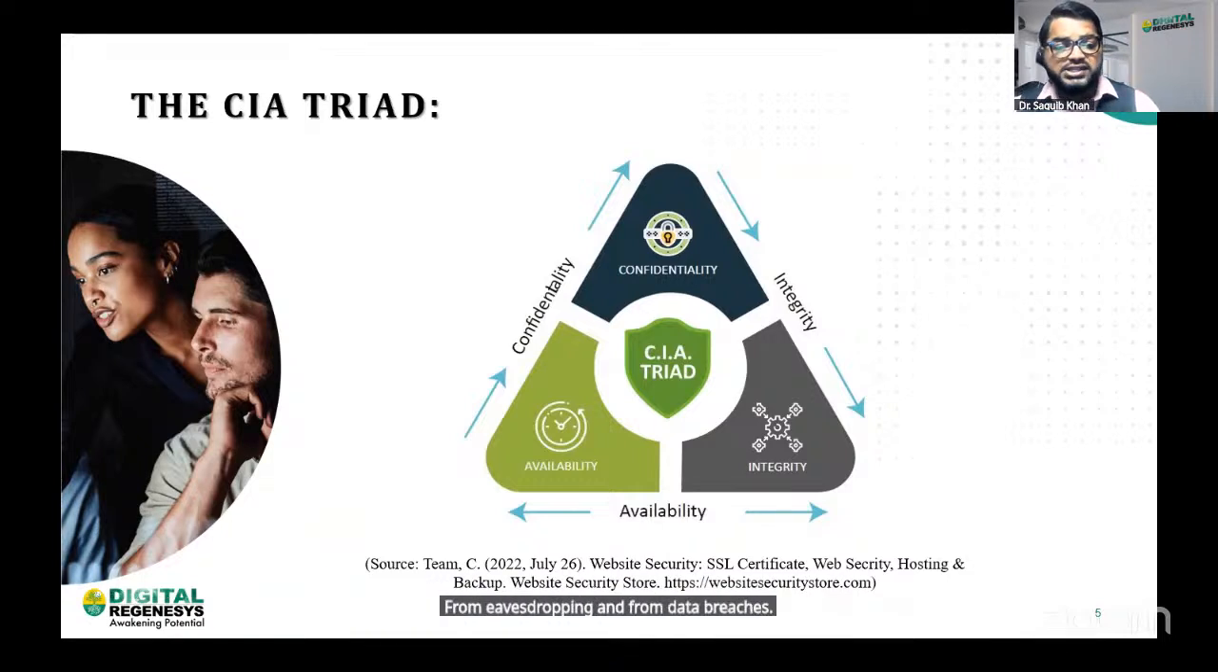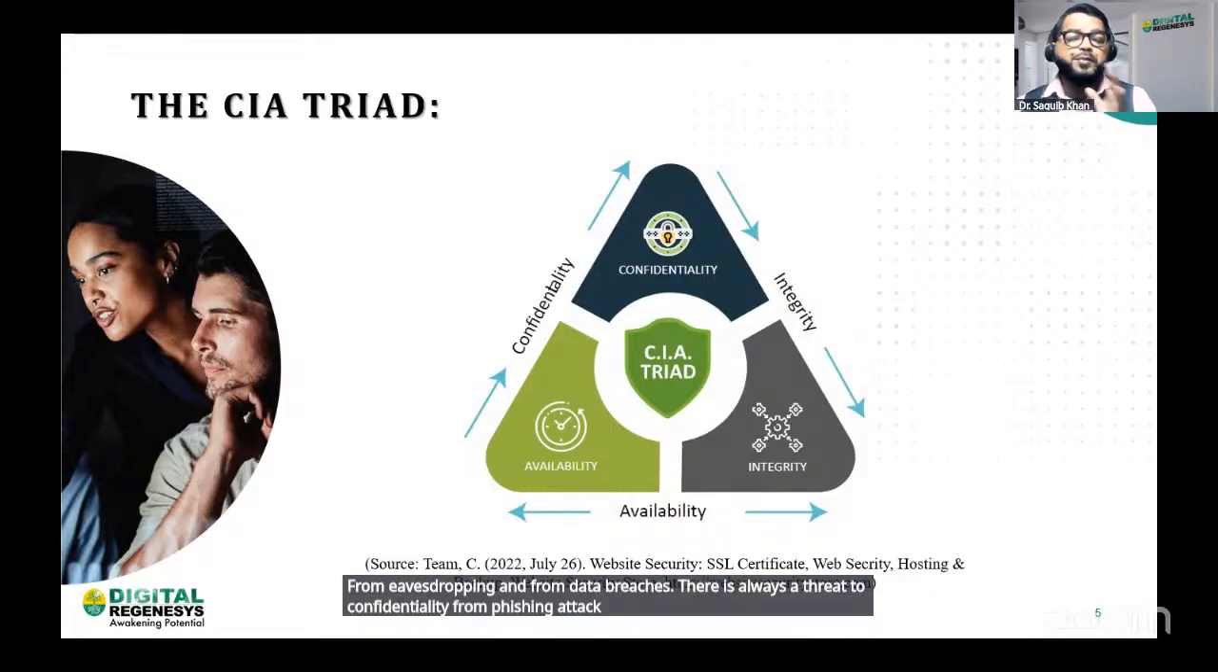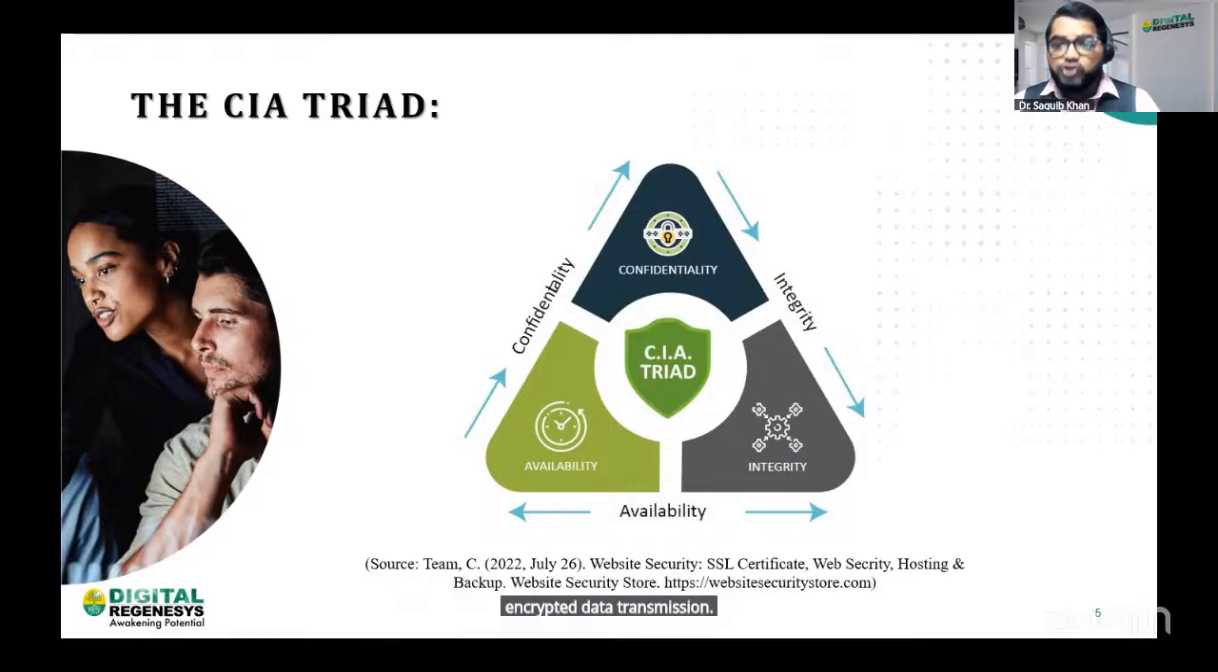There is always a threat to confidentiality from phishing attacks, unencrypted data transmission, and insider threats. That means employees within your organization leaking the information either intentionally or accidentally, right?